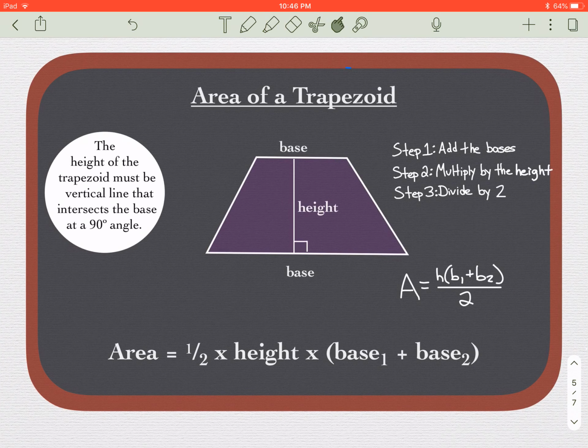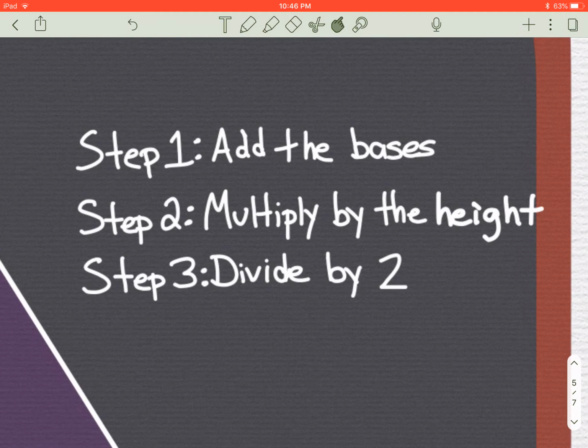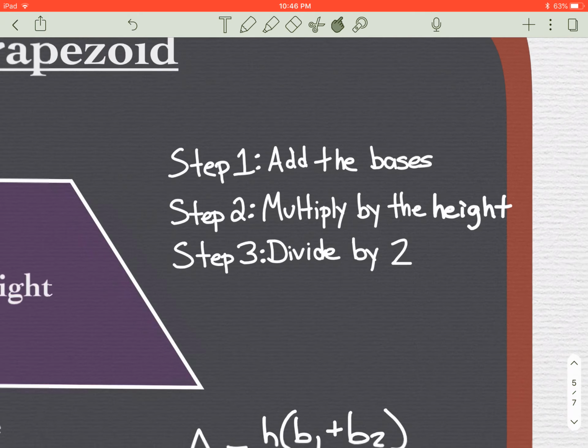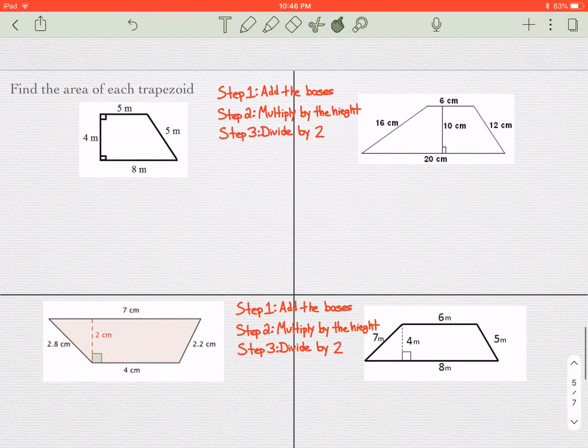So I would highly suggest maybe taking a screenshot of this page to help you out, and especially this part right here. That might be a part where you might want to take a screenshot too, because that really is the easiest way to understand what we are going to do here. So let's do a couple examples together.